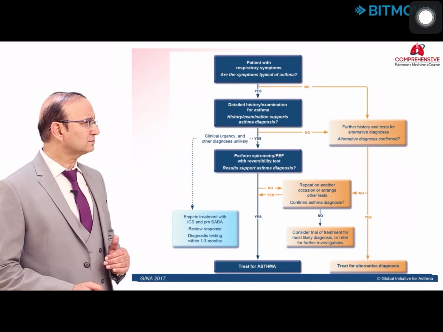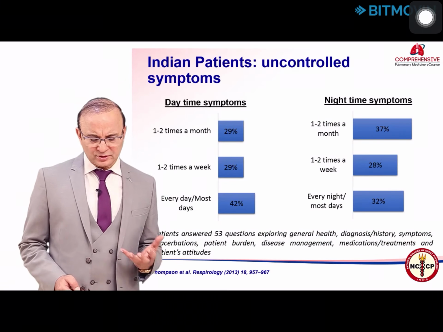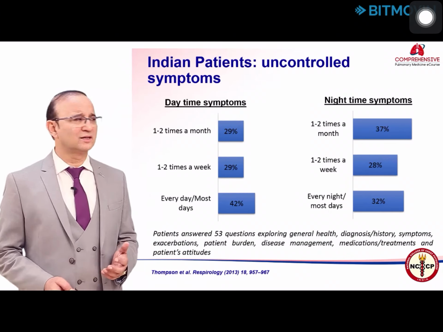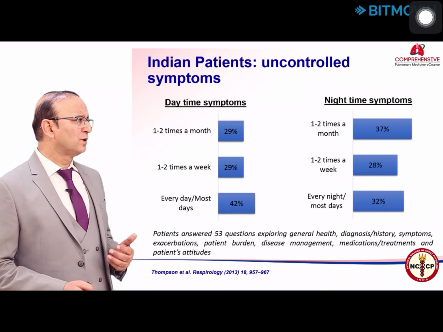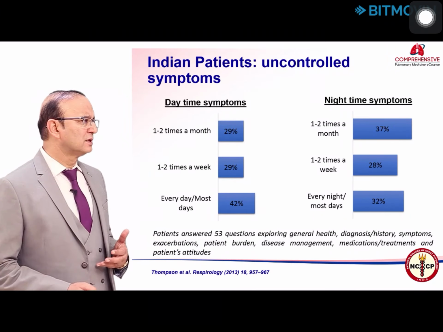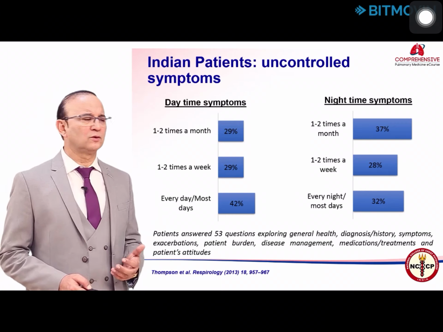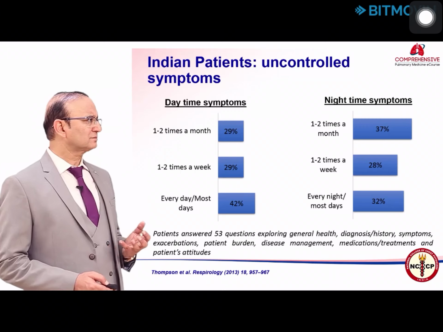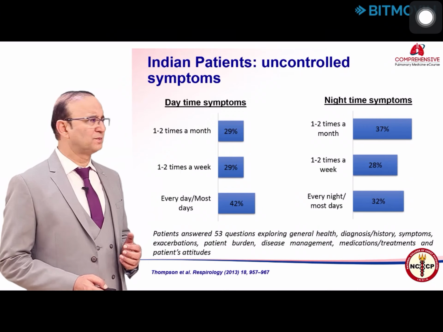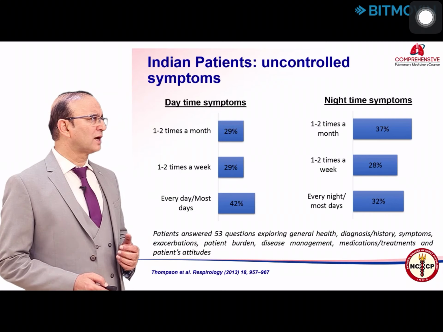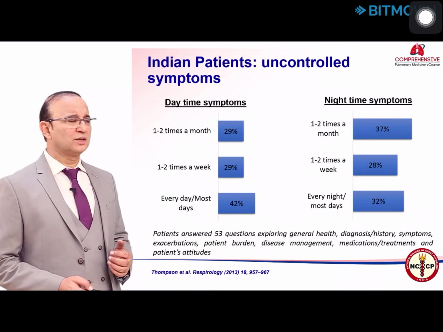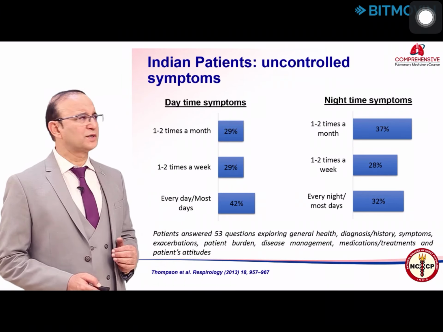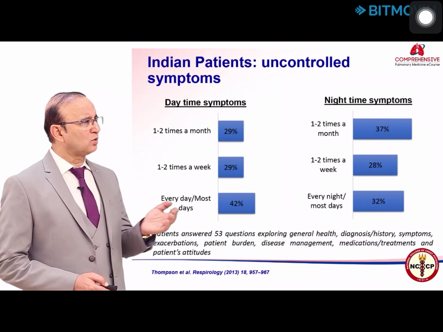Before I go into the treatment, I would like to discuss some of the habits, particularly in a country like India. This was a study where 53 questions were asked to the patients about general health, diagnosis, and control of asthma. And what they found was that daytime symptoms were seen in 29% of the patients 1 to 2 times a month, 29% 1 to 2 times a week, and every day in 42%. As you can see, a lot of patients are quite uncontrolled.